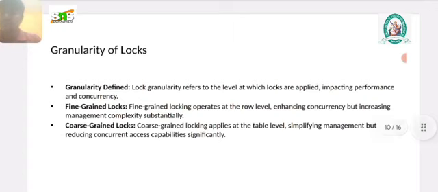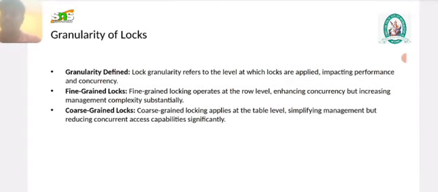Next is the granularity of locks, defined as the level at which a lock is applied, impacting performance and concurrency. Fine-grained locks operate at row level, enhancing concurrency but increasing management complexity. Coarse-grained locks apply at table level, simplifying management but significantly reducing concurrent access capability.